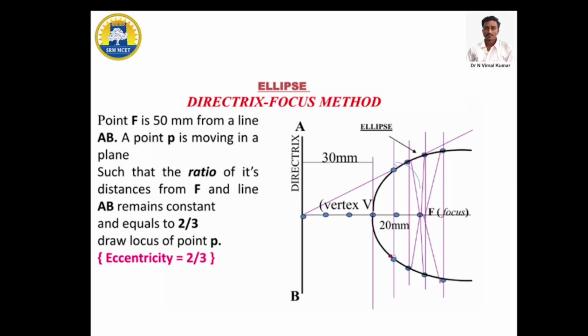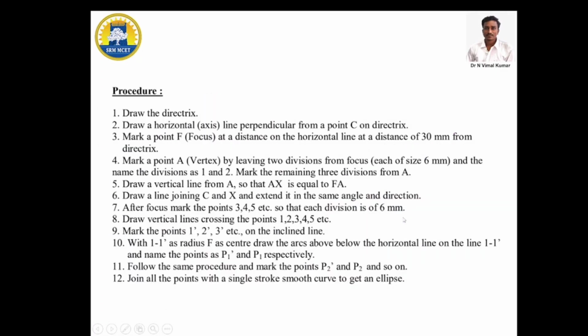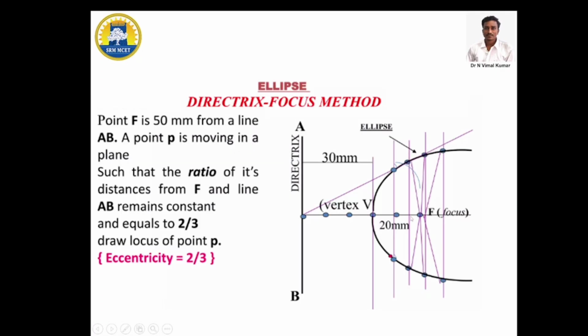So in this concept the ellipse is involved. Here C to vertex is 30 mm, so 10, 20, 30 mm. Then vertex to focus again, 40, 50 mm. So totally 50 mm is the length. Center point to vertex is 30 mm and vertex to focus is 20 mm. In this condition, we need to draw the eccentricity of the ellipse problem.